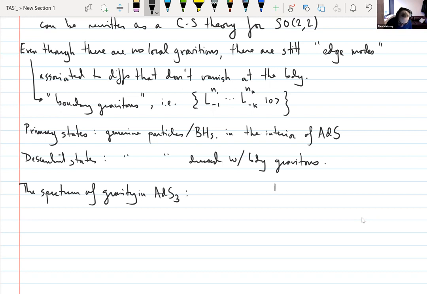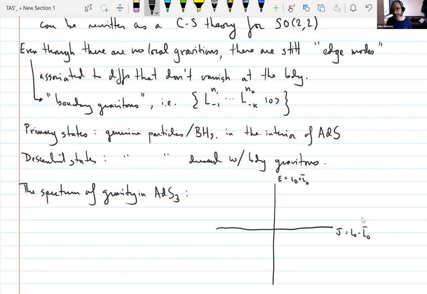So here I'm going to draw a picture. The vertical axis is going to be energy. The horizontal axis is going to be spin. So this energy in the CFT language is L0 plus L0 bar. Spin is L0 minus L0 bar.